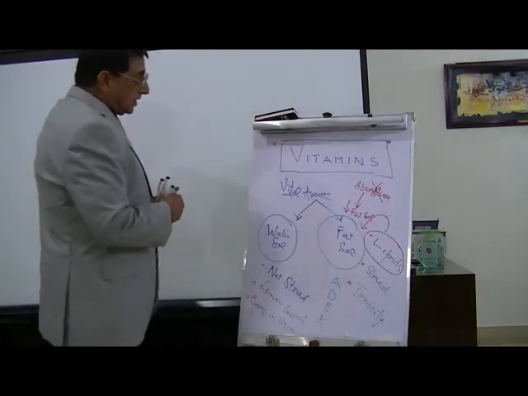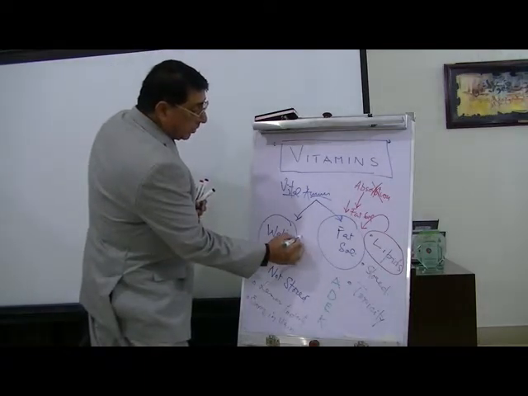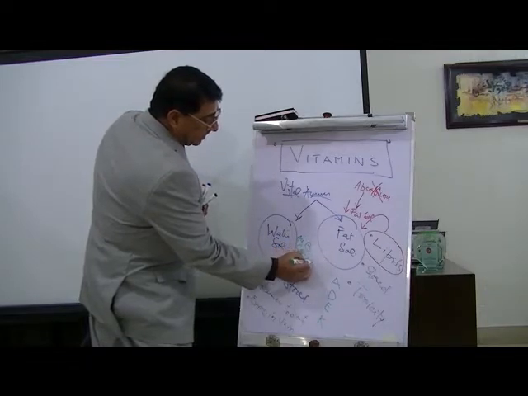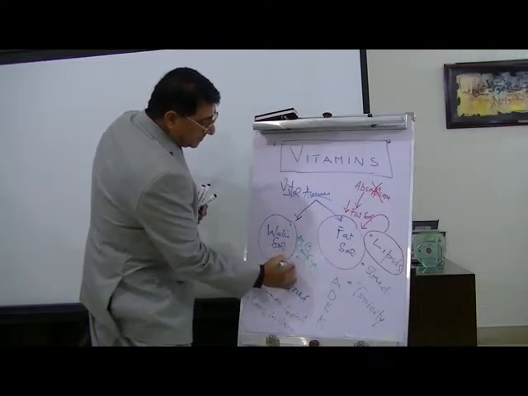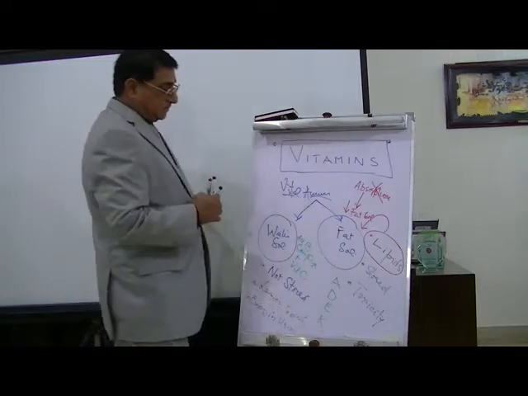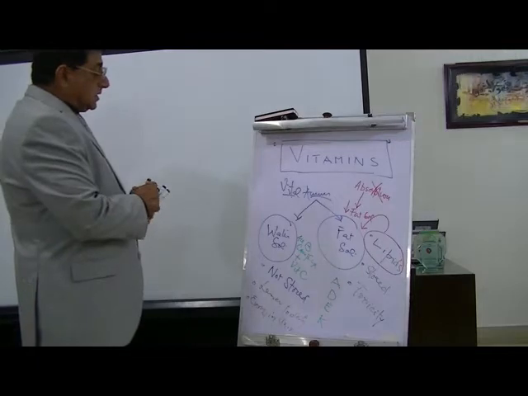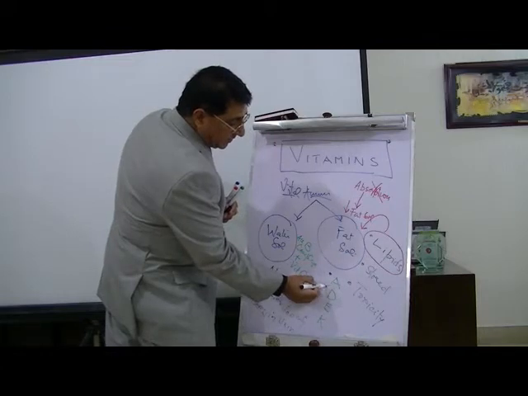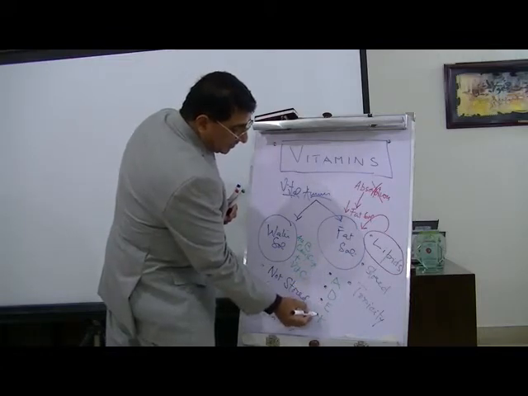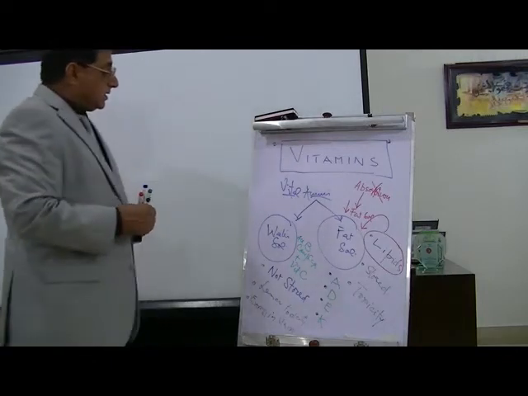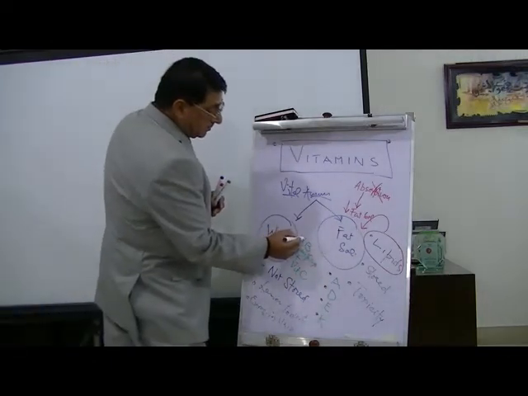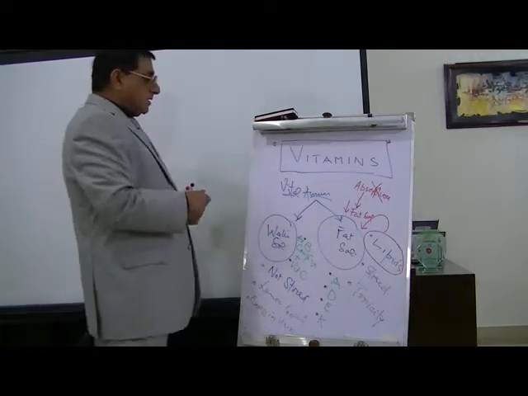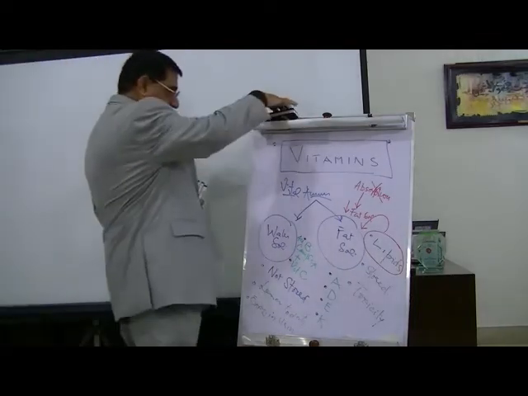While the water soluble are all B complex vitamins, all B complex plus vitamin C. So I repeat again, the fat soluble are four: vitamin A, vitamin D, vitamin E, and vitamin K, while the water soluble are B complex and vitamin C. This was for general introduction.